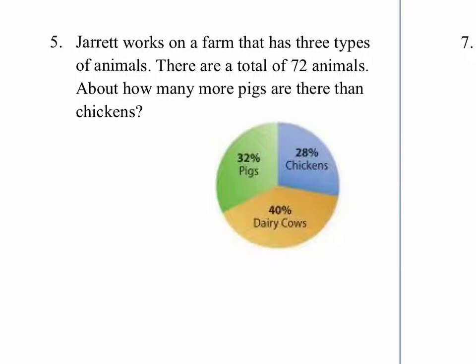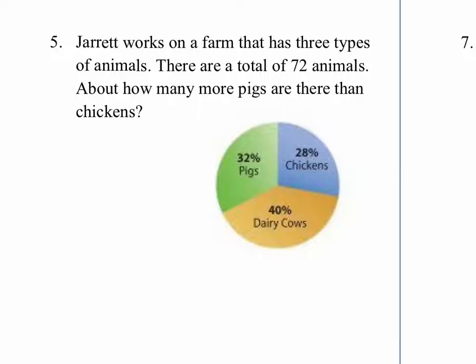Number 5. Jarrett works on a farm that has 3 types of animals. There are a total of 72 animals. About how many more pigs are there than chickens? There are 32% pigs, 28% chickens, and 40% dairy cows. If you add all these up, they add up to 100%. That's what a pie graph, or circle graph, does. The totals add up to 100%.